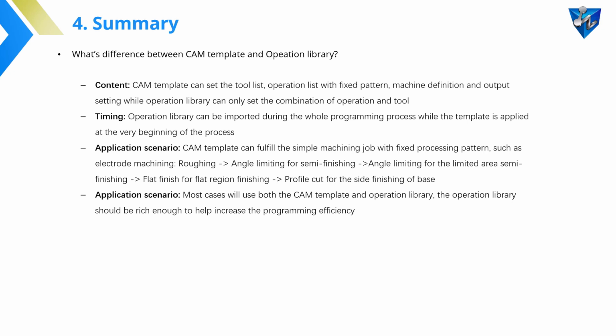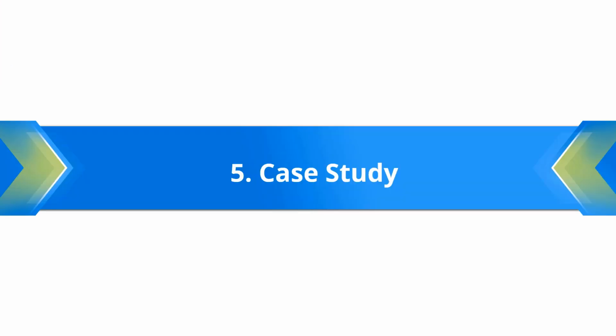The last one is the application scenario. CAM template can fully fulfill simple machining jobs with a fixed processing pattern, such as electrode machining. But for most cases, we may need a combination of CAM template and operation library to accomplish the programming. Of course, we need to make our operation library rich enough to cover our real part machining. Now let's go to ZW3D to see how to use all these templates and libraries.